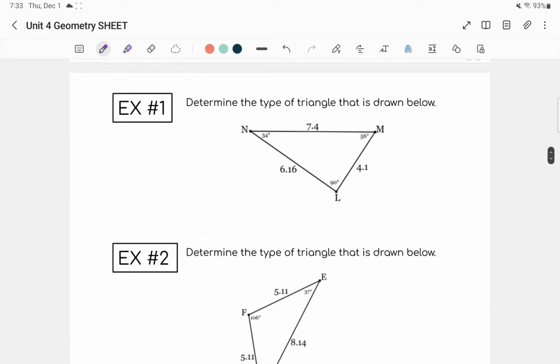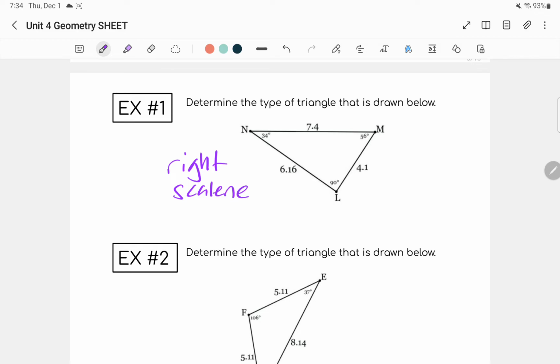Determine the type of triangle that is drawn below. So let's look at the sides first. I have 6.16, 4.1, and 7.4. Those are all different, so that would be scalene. And then I have 34, 56, and 90. Since one of them is a 90 degree or right angle, it has to be a right triangle. So this is a right scalene triangle.